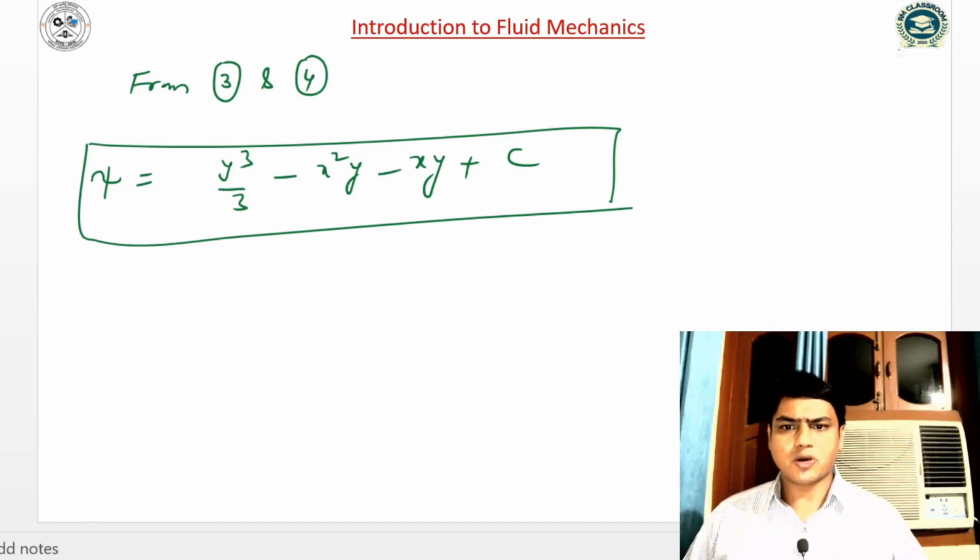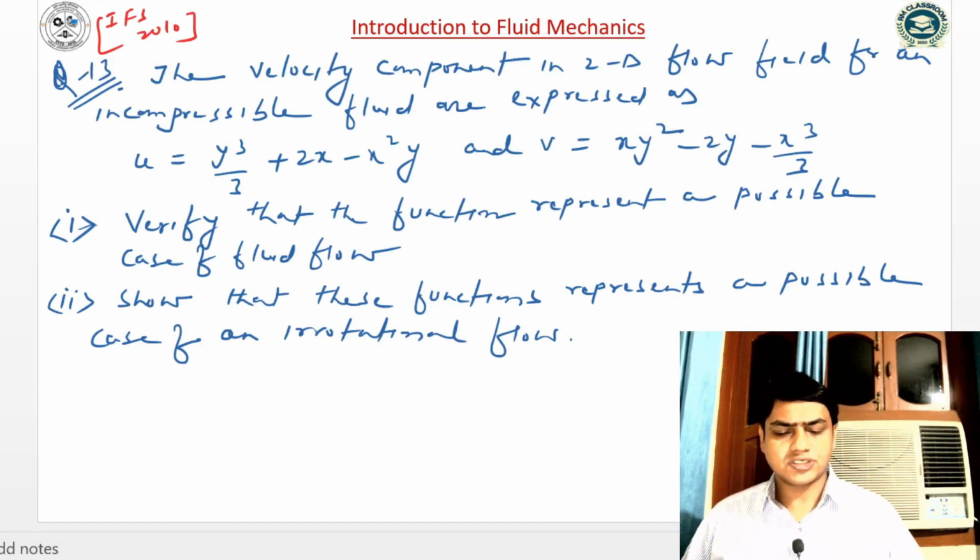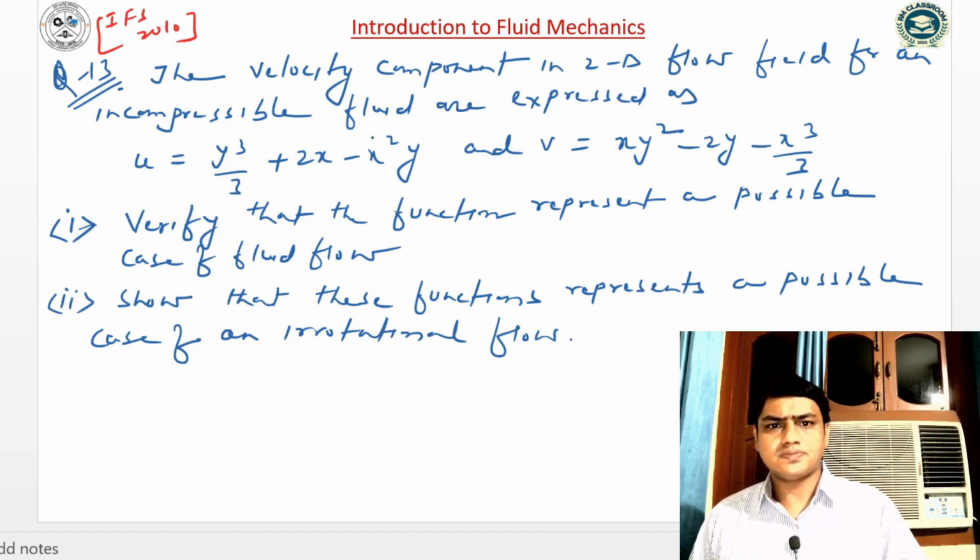So let us take another problem. This question was once again asked in Indian Forest Service 2010. The velocity profile in a two-dimensional flow field for an incompressible fluid is expressed as u is equal to y cube by 3 plus twice x minus x square y, and v is xy square minus 2y minus x cube by 3. We have to verify whether the function represents a possible case of fluid flow or not. And in the second case, we have to check whether the flow is irrotational or rotational. Once again, this is a very simple question.